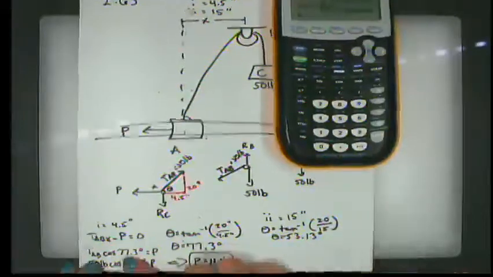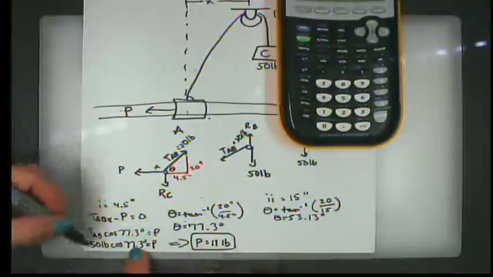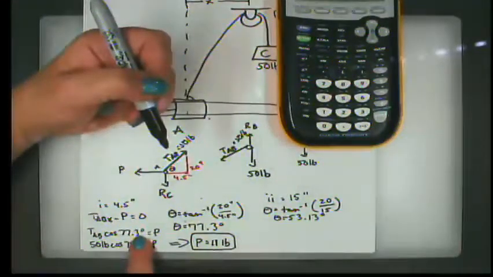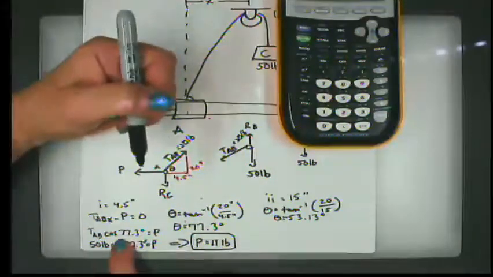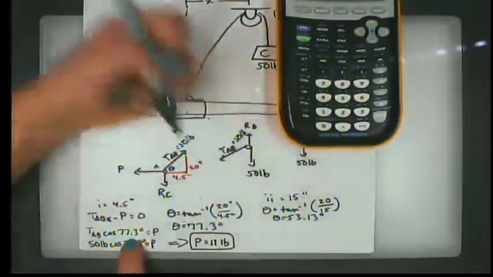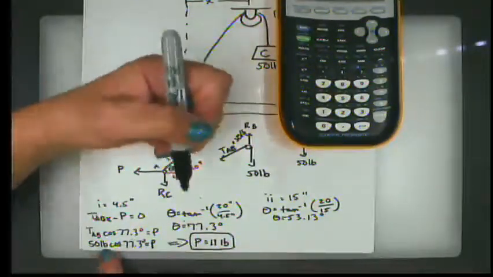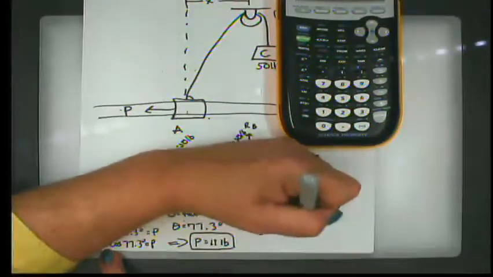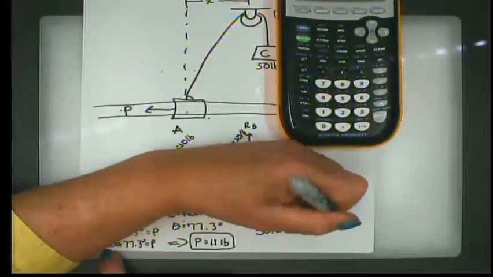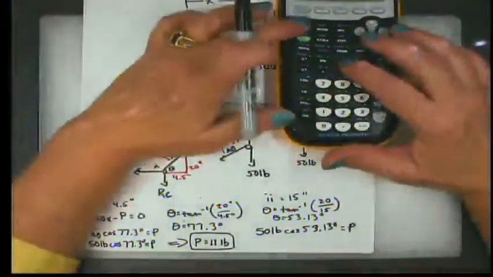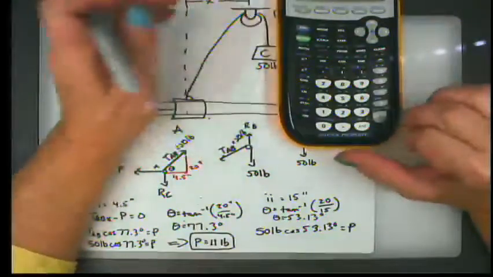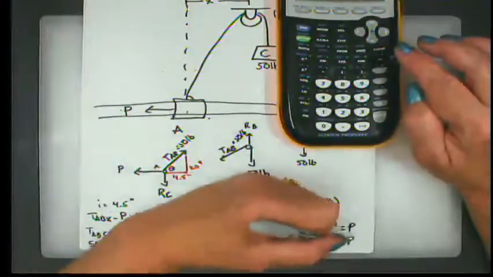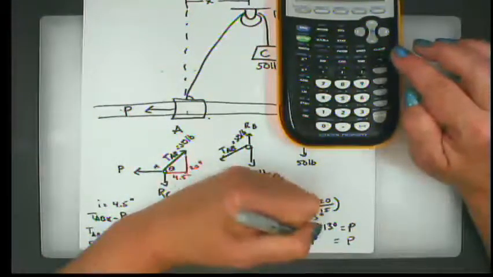Okay, so just like that, here I can say T_AB x minus P equals 0, T_AB times the cosine of 77, but now times the cosine of 53.13. I can say 50 pounds times the cosine of 53.13 degrees equals P. That's 0.6 times 50, which is 30. So in that case, P is 30 pounds.